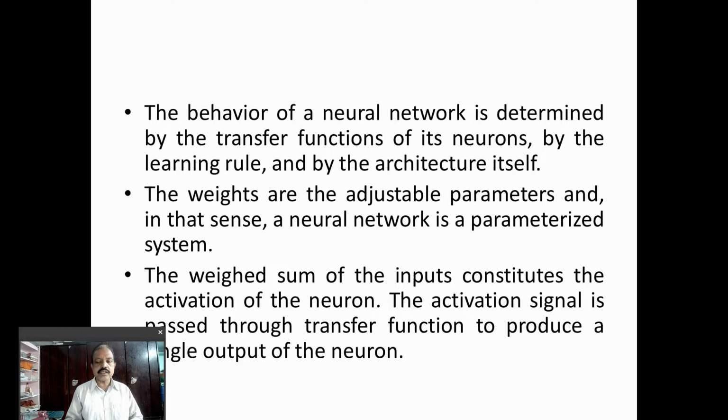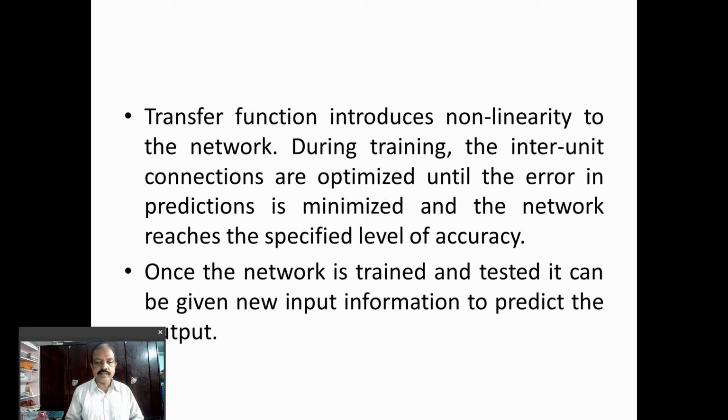Because the weights are adjusted, and this is the parameter, we also call the neural network a parameterized system. And the weighted sum of the inputs, that means input times weight and their summation, we call the weighted sum of the inputs. This constitutes the activations of the neurons, and the activation signal is passed through a transfer function to produce a single output in the neurons. So this is the principle on which it works.